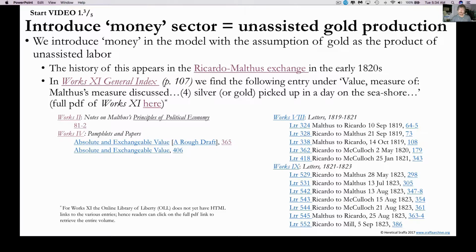Again, these are unrealistic assumptions, but what's happening here is that you're having Ricardo and Malthus. It was Malthus who actually first introduced the notion of gold as unassisted labor. But the argument here is to provide a production process for money that doesn't have means of production, because the means of production are ostensibly going to enter into the production of other commodities, and that's really going to convolute the problem of ascertaining an invariable measure of value.